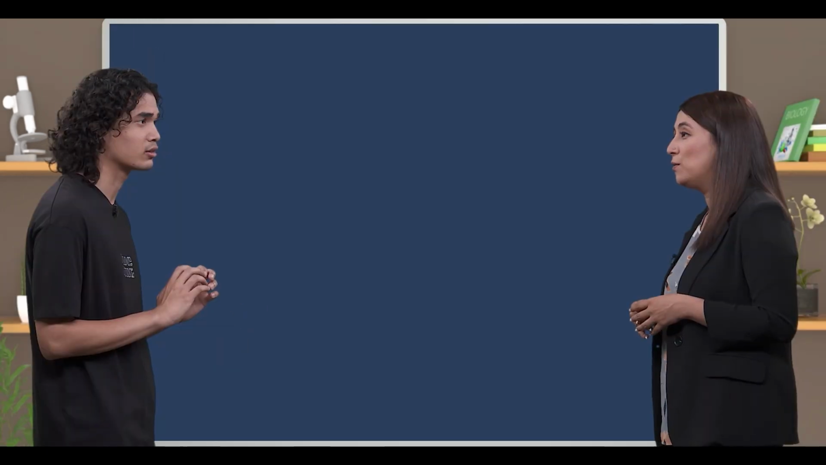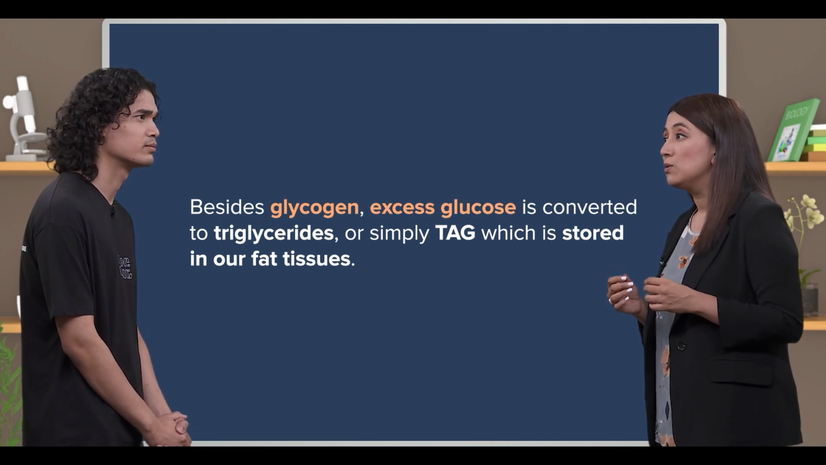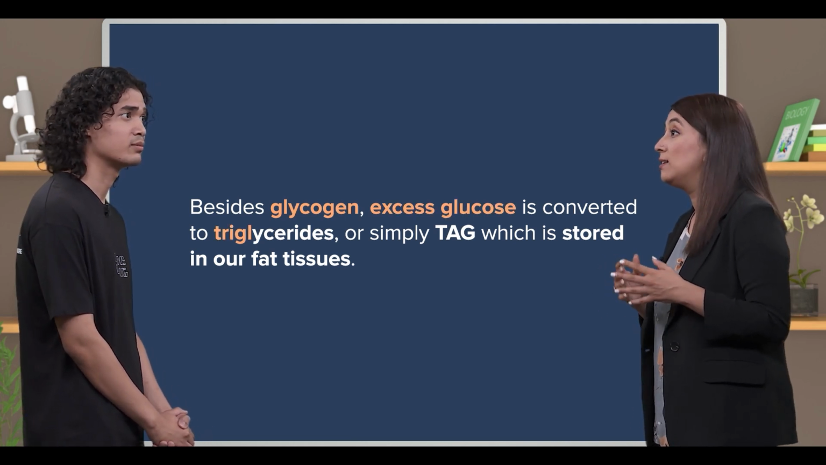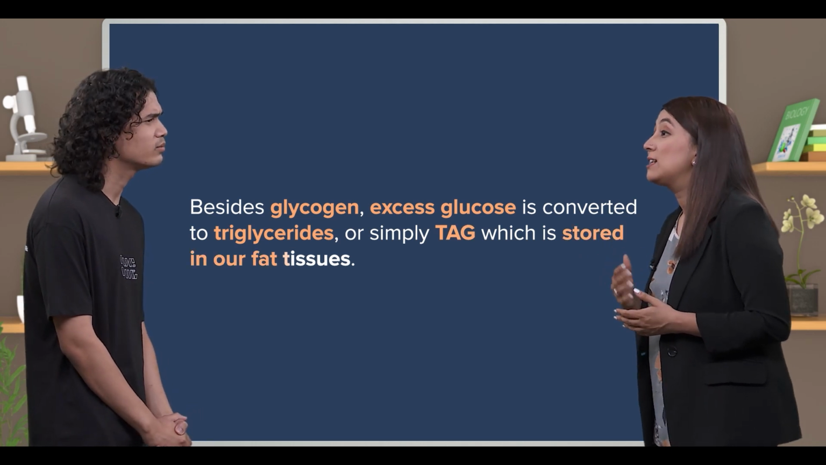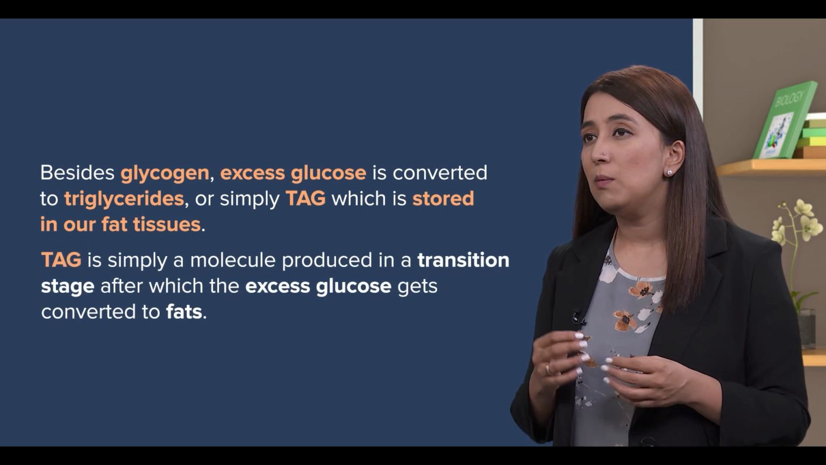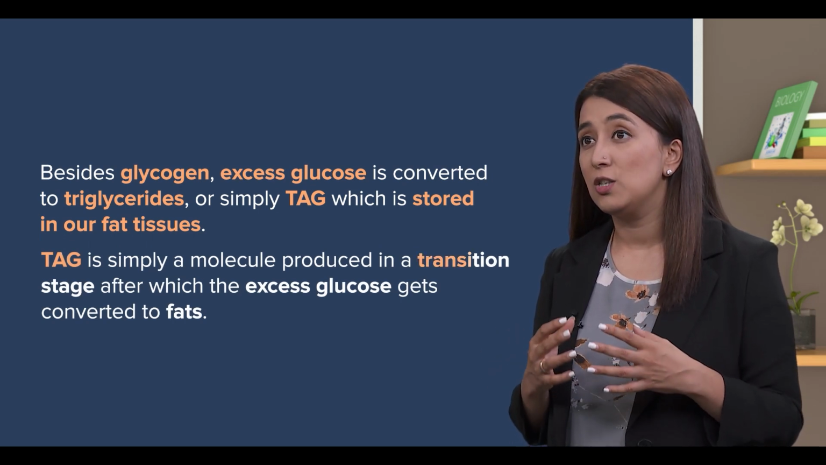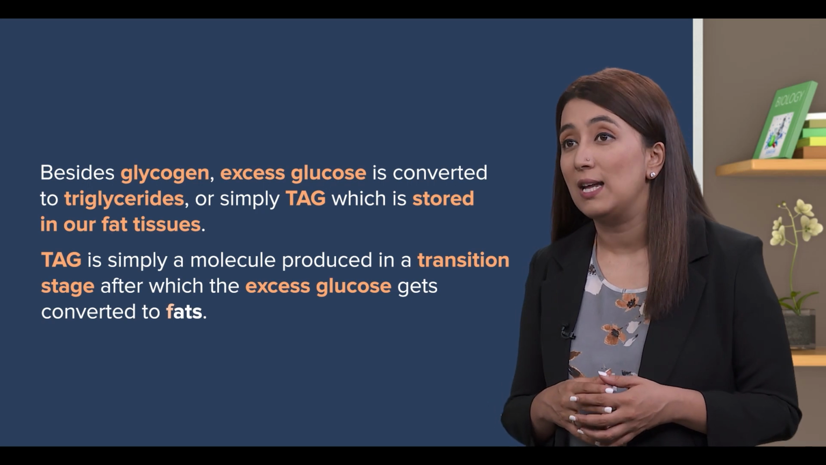in our body. Alright, keep in mind that besides glycogen, excess glucose is always converted to triglycerides or simply TAG, which is stored in our fat tissues. What is this TAG thing? It is simply a molecule produced in a transition stage after which the excess glucose gets converted to fats.